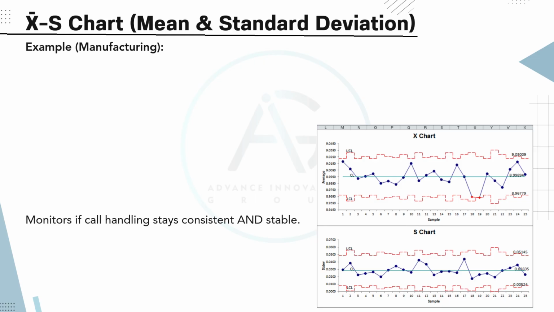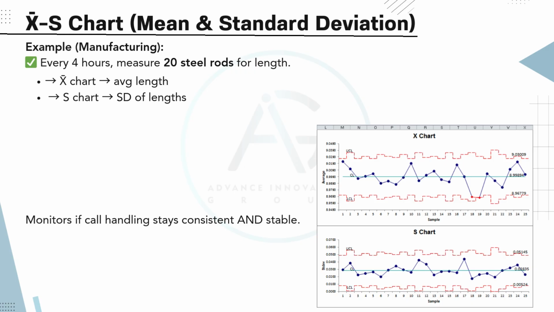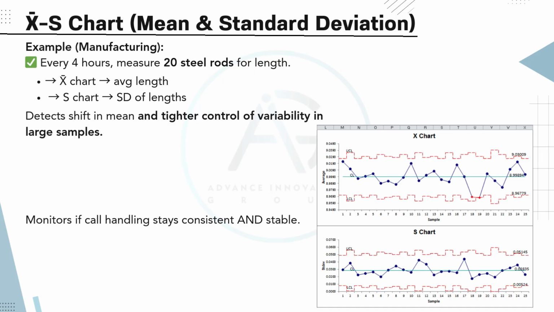Example: manufacturing. Every 4 hours, measure 20 steel rods for length. X chart, average length. S chart, standard deviation of lengths. Detects shift in mean and tighter control of variability in large samples.